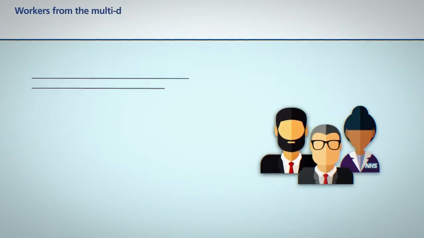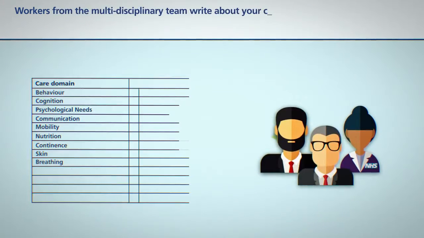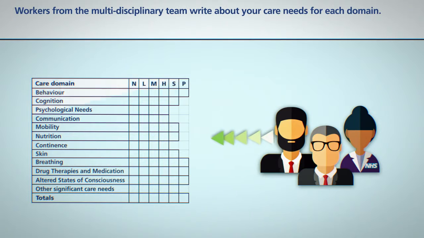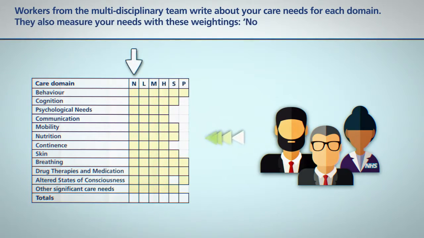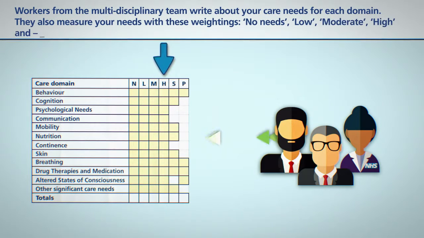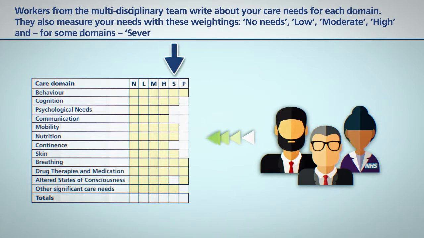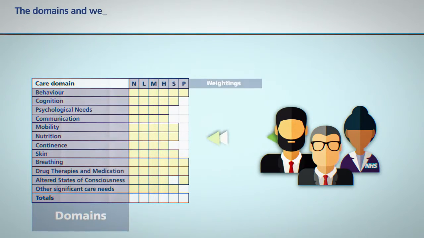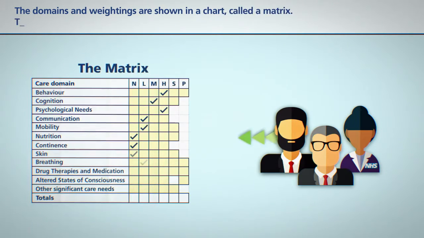Workers from the multidisciplinary team write about your care needs for each domain. They also measure your needs with these weightings: no needs, low, moderate, high, and for some domains, severe or priority. The domains and weightings are shown in a chart called a matrix. This can give a good picture of all your needs together.